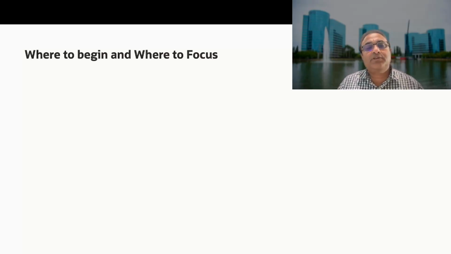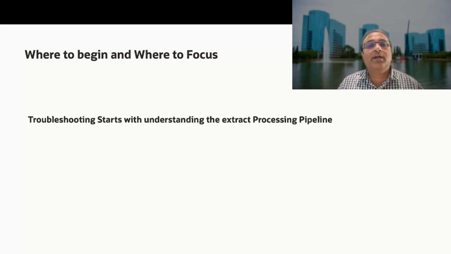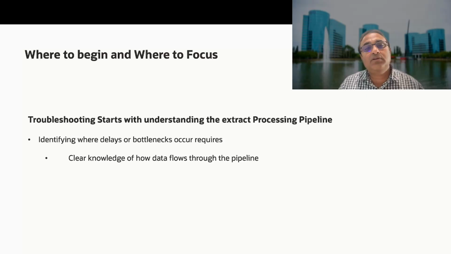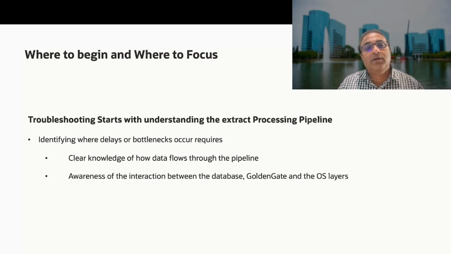The extract process that you see running in the operating system is actually a part of a larger pipeline. Troubleshooting starts with understanding that processing pipeline. If you understand the processing pipeline, you will know how data flows through that pipeline, starting from redo log buffer all the way to the trail, right? So the knowledge of that pipeline is super important. To identify where delay or bottleneck occur requires clear knowledge of how data flows through that pipeline. And also the knowledge of interaction between database, GoldenGate, and the operating system layers are important.